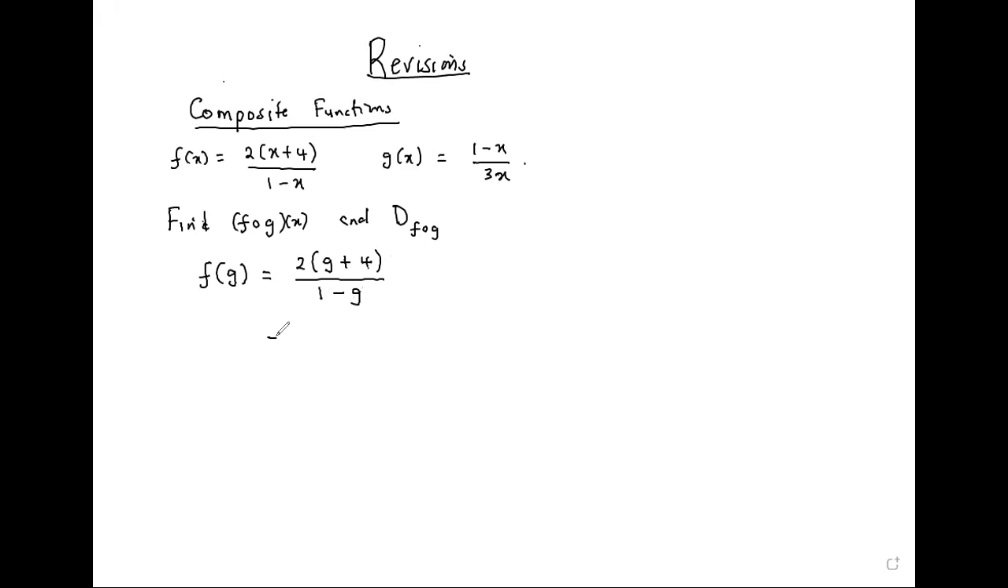And then we know what g is. So now we put g wherever we have placed g. So g is (1 minus x) over 3x. Plus 4. And then over (1 minus x) over 3x. So that's g. So now we have a fraction, and we need to work out this fraction.